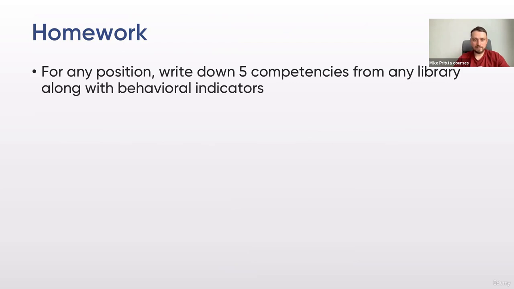Today's homework will be to write out 5 competencies from any library, along with behavioral indicators for any position you've previously described. That is, just browse through the libraries, see which one suits you best for the specific position you're working with. Select all of that and put it in your file. In your homework, you can also write which specific library you got all this from. It will be simple. The only thing is that you'll have to review all the materials.